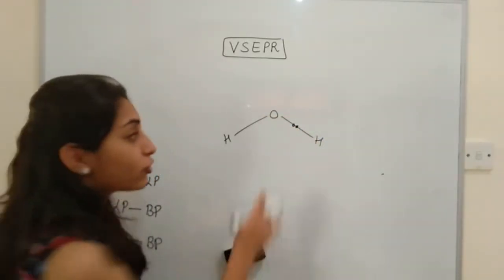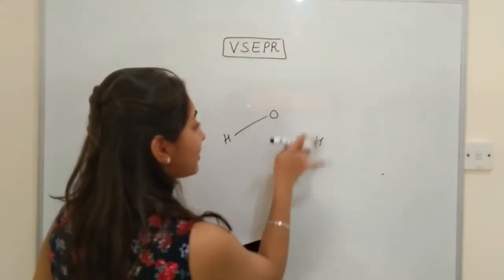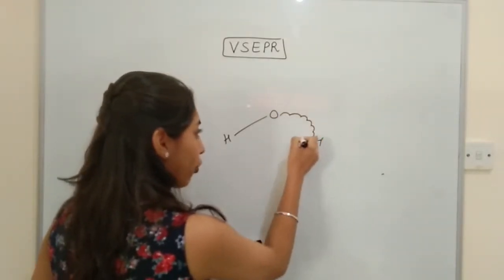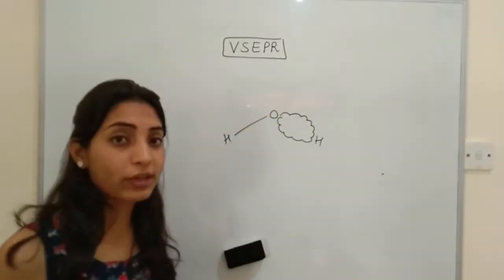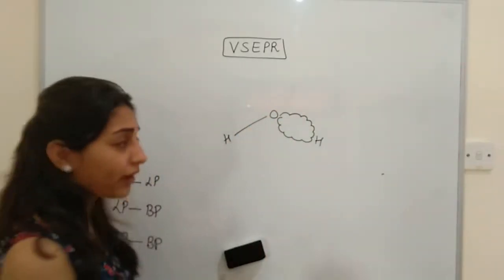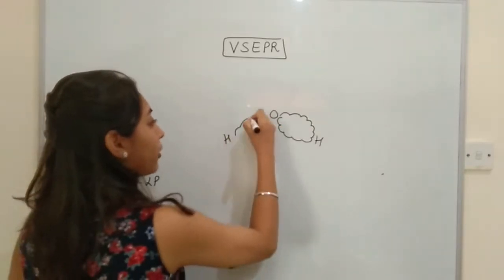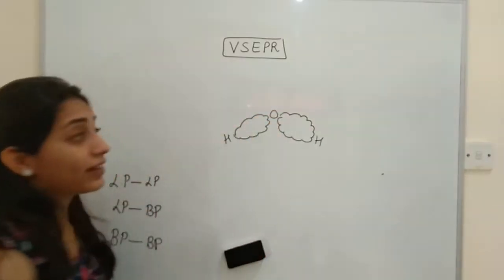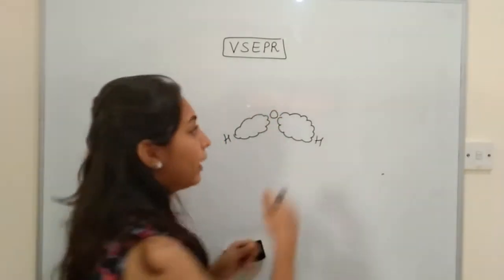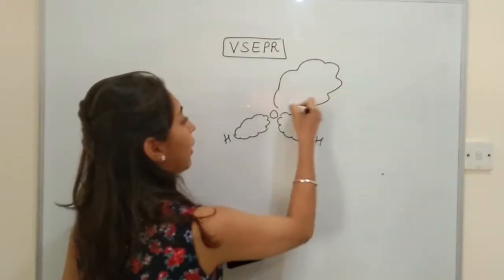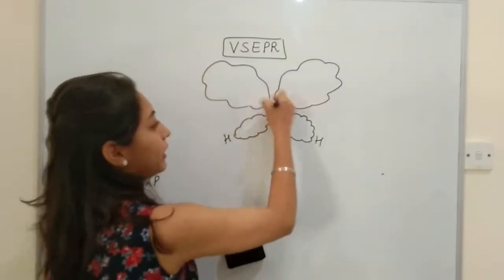No. So the bond is simply the electron cloud because of 2 electrons which is there in between oxygen and hydrogen, right? Similarly, this is nothing but an electron cloud which is there between oxygen and hydrogen. And these 2 electron clouds are kind of loosely held.